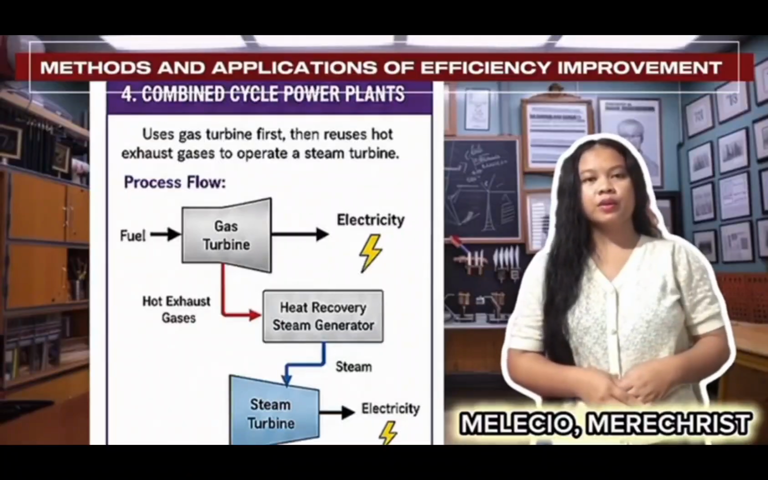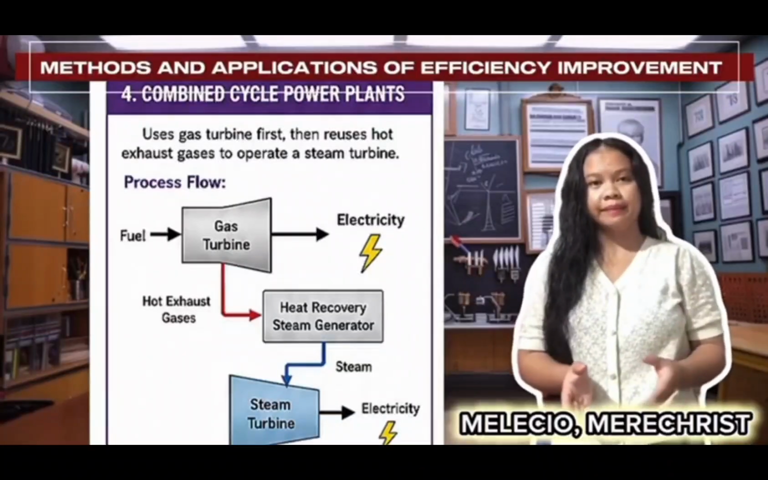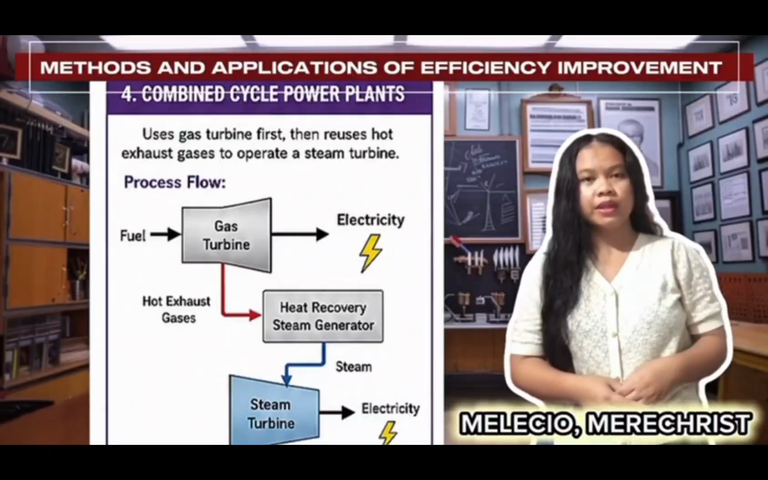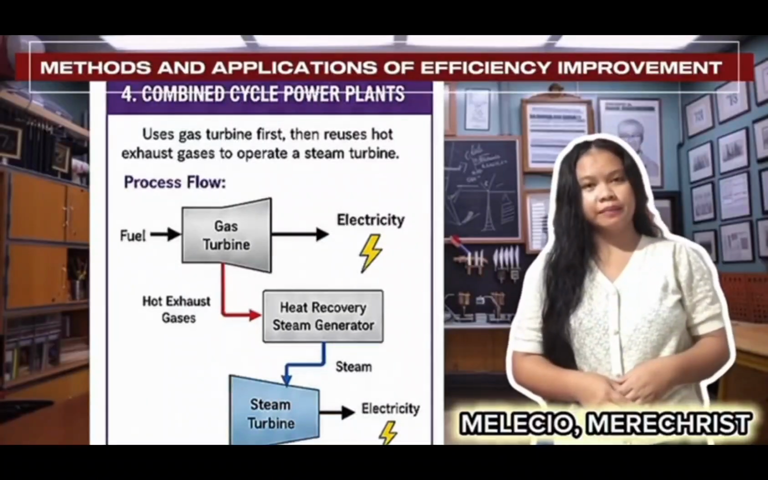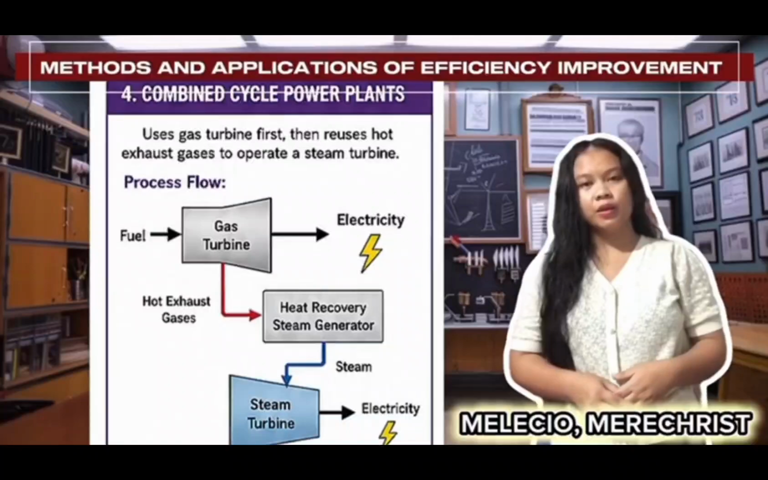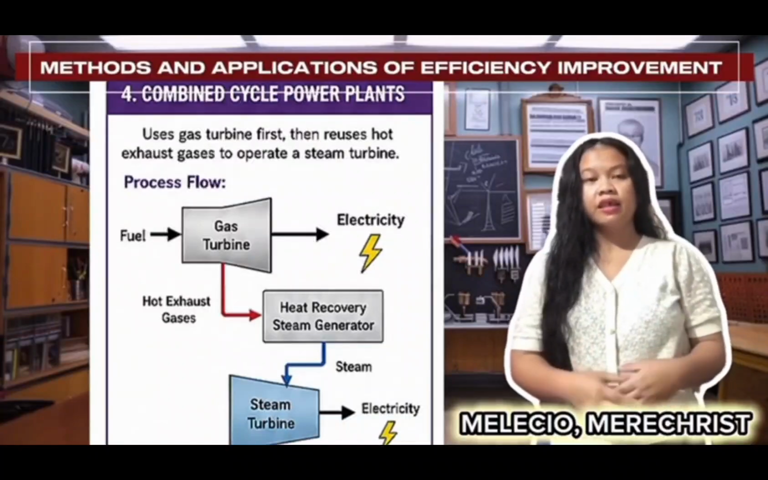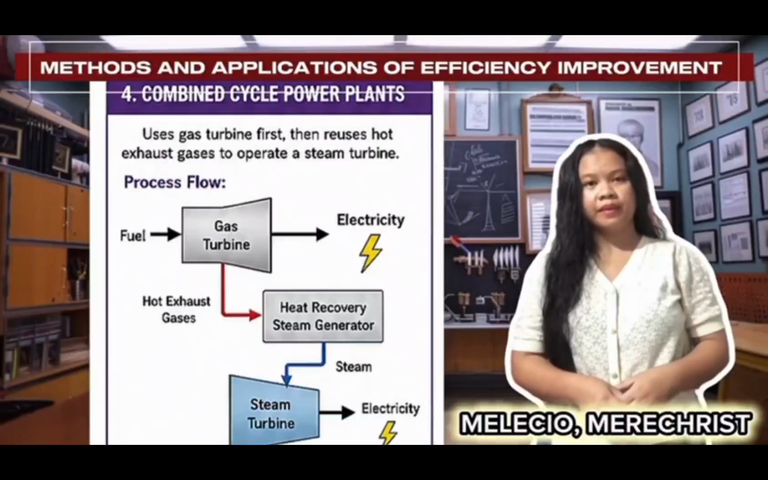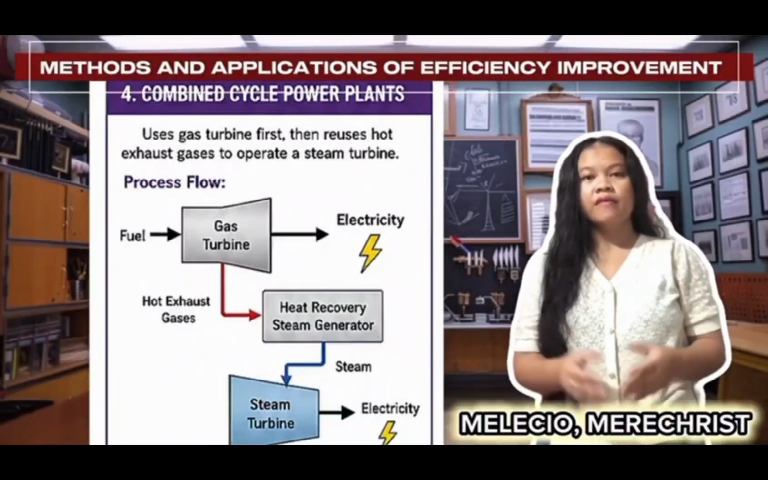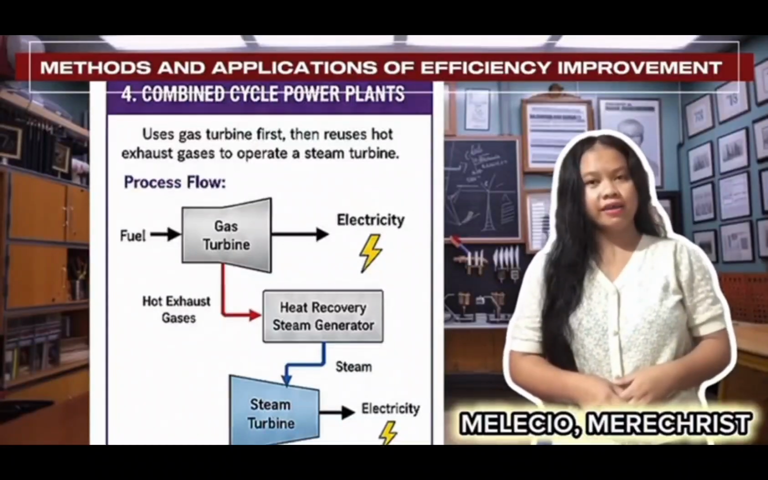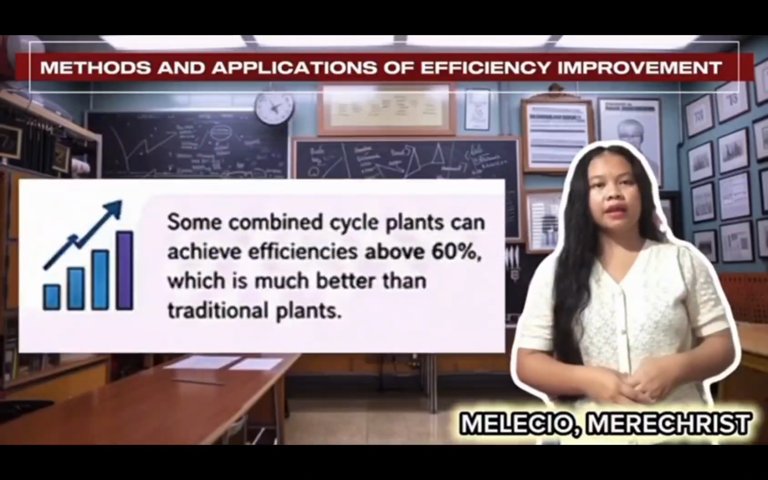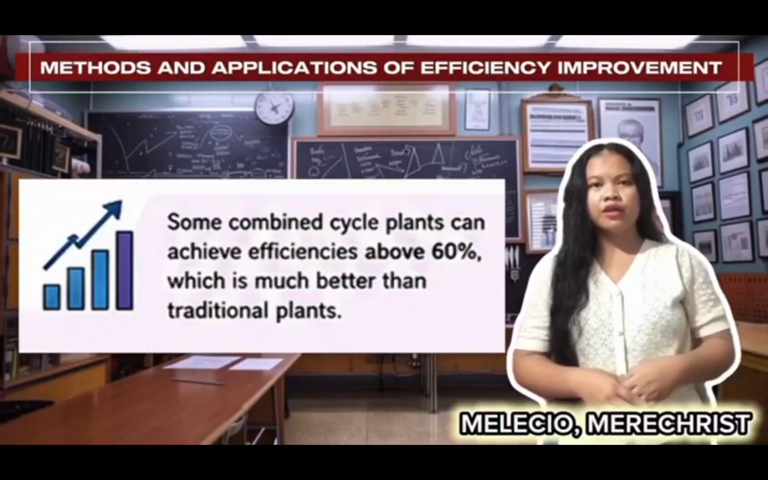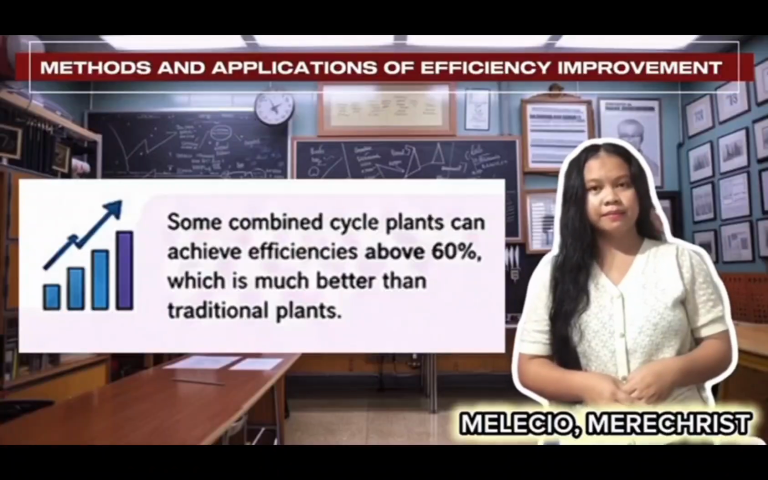Modern power plants use combined cycles to improve efficiency. In a simple power plant, fuel burns, steam is produced, and turbines generate electricity. But combined cycle plants use gas turbines. They reuse the hot exhaust gases to operate a steam turbine. Because energy is reused, efficiency becomes much higher. Some combined cycle plants can achieve efficiencies of about 60%, which is much better than traditional plants.